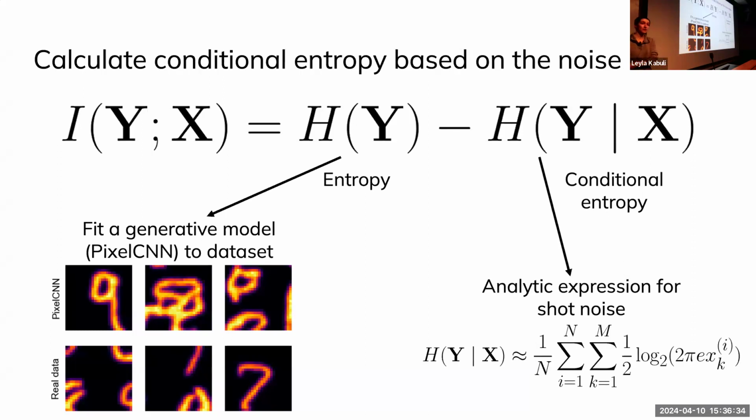For conditional entropy, my life is a lot easier, thankfully. Conditional entropy is just what the behavior of the noise is, and this is an analytic expression for different noise models. For example, for shot noise, it's just going to be the sum of a bunch of pixel intensities for pixel k of each image x, summed over all of the different images I. So I just calculate all of the pixel variations, and that's my second term.